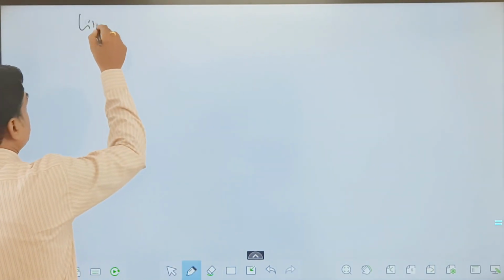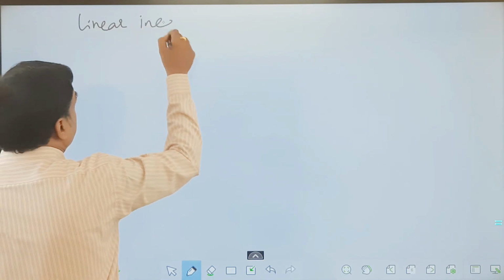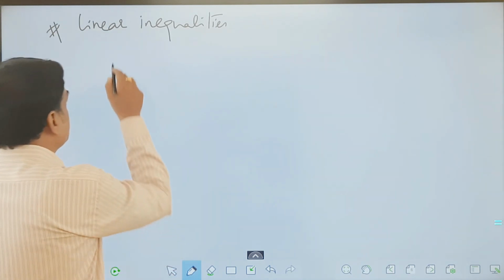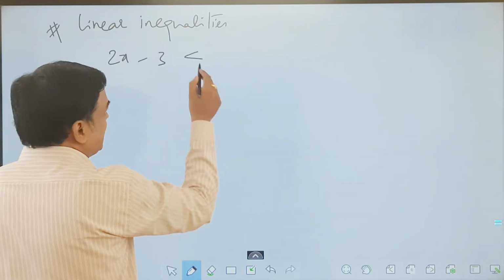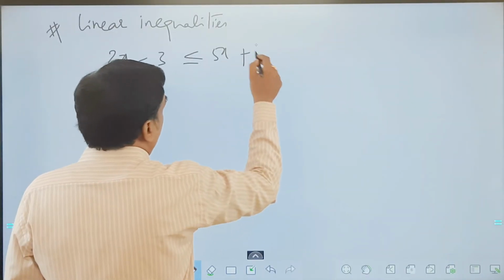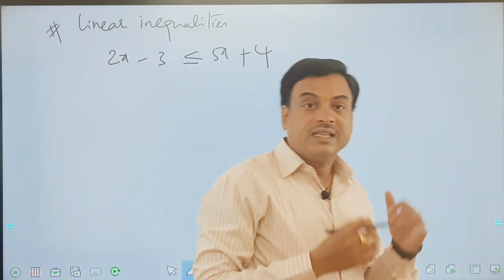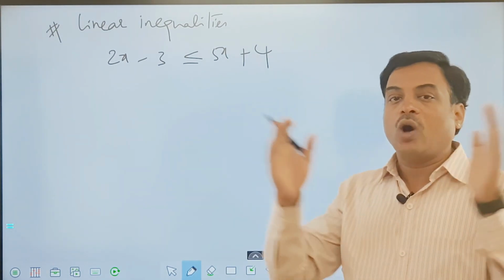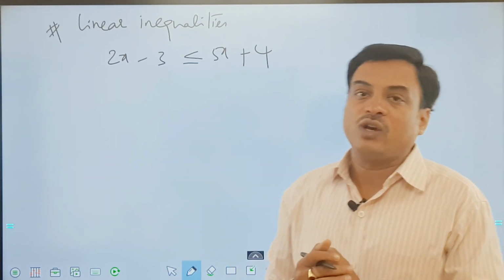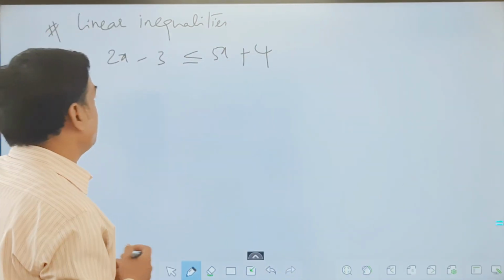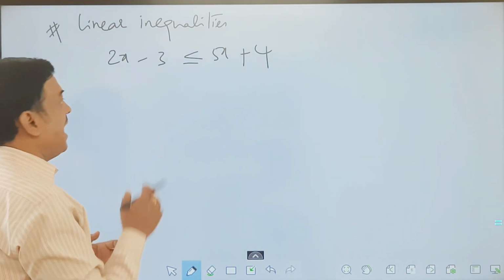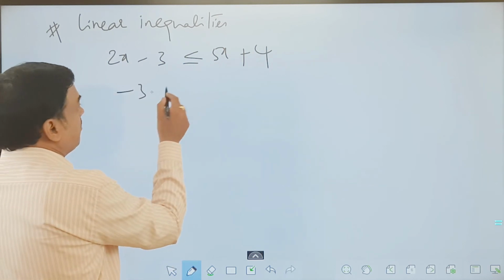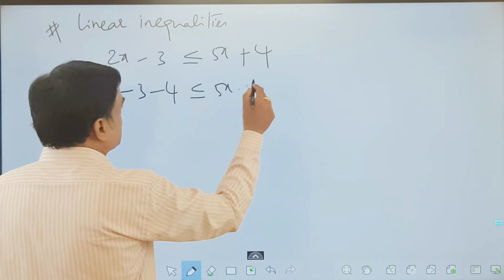The first type of questions here we can find is linear inequalities. Okay, now for an instance, you have a question 2x minus 3 is less than or equal to 5x plus 4, and for what values of x this inequality will be satisfying, which value of x it will take, or on a real line what all the values of x it can take. There can be multiple possible questions here. So what I do here, my friends, I'll get the values of x both on one side and constants on other side. Like minus 3, minus 4 less than or equal to 5x minus 2x.